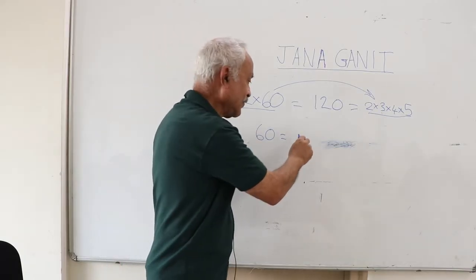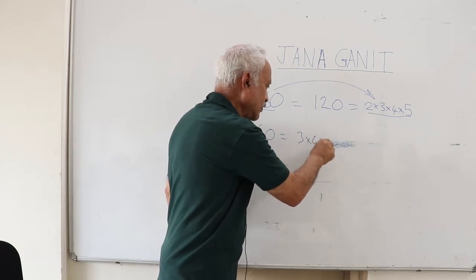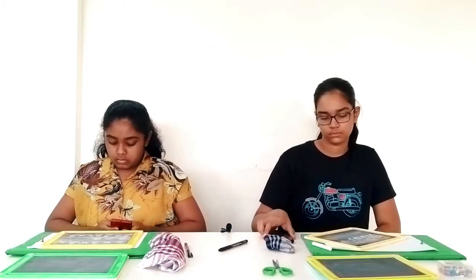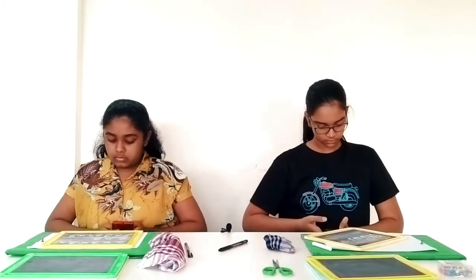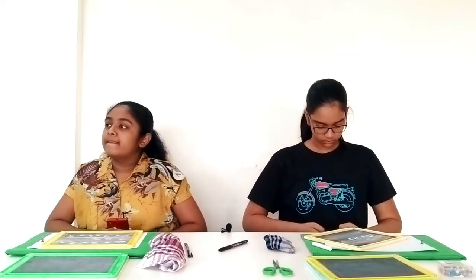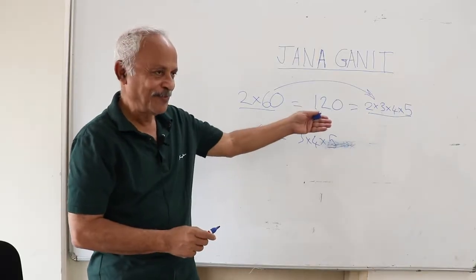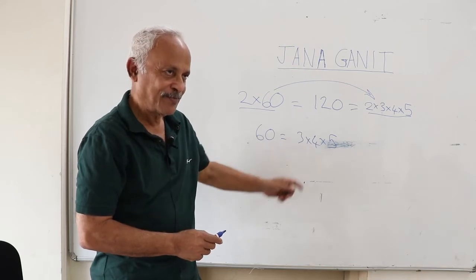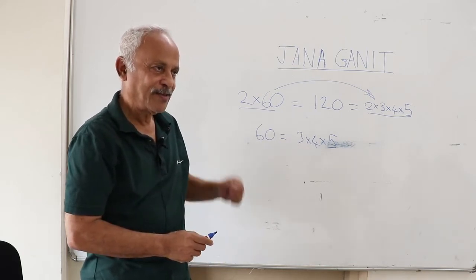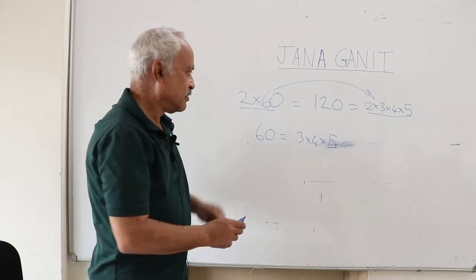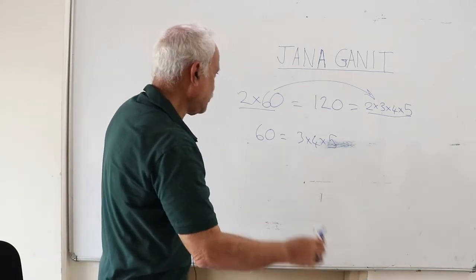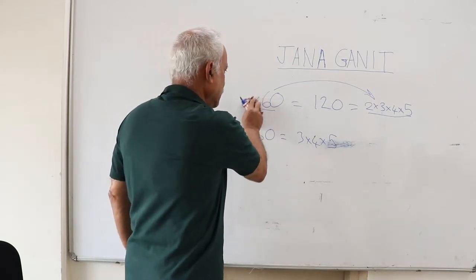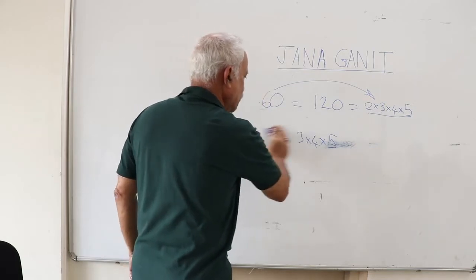3 into 4 into 5. Let's see. Let's try it on your calculator. Right? So by looking at this, you know that 60 is 3 into 4 into 5. Okay. So let's do some more practice now.